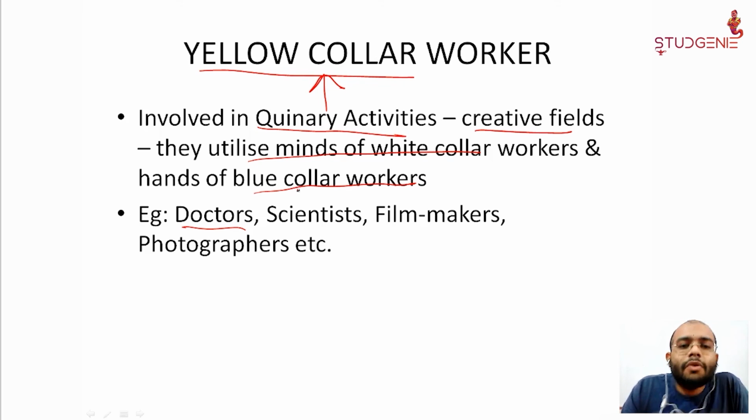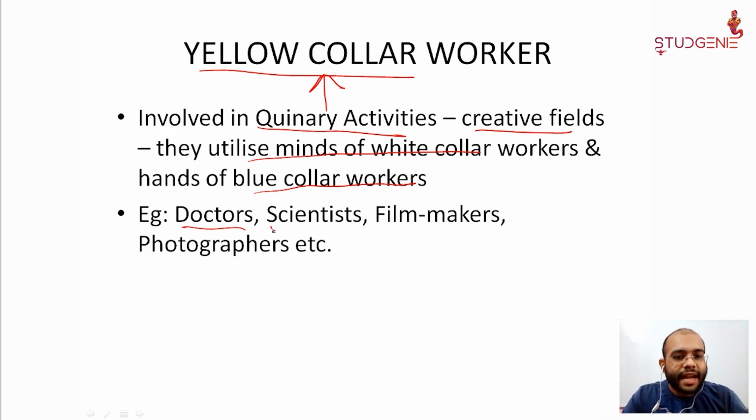Suppose you are diagnosed for a surgery, then a surgeon will perform surgery on you. While performing the surgery, he will use his own hands as well as his own mind in order to conduct that surgery upon you. What to cut, how to cut, where to cut, he will use his brain and his hands. So they are using the minds of white collar workers and the hands of blue collar workers.